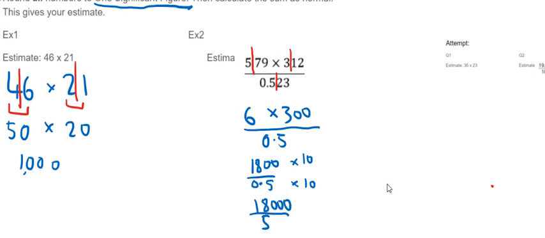So 5 into 18,000. 5 into 18 would go 3 times, remainder 3. And 5 into 30 would go 6 times, so 3600. So my final answer there is 3600. And that's by not using a calculator.